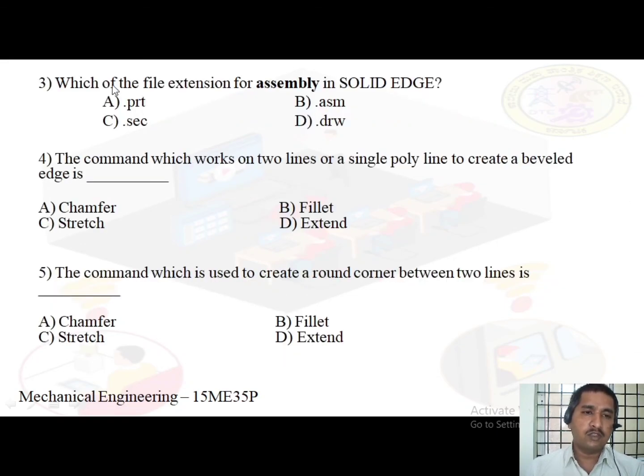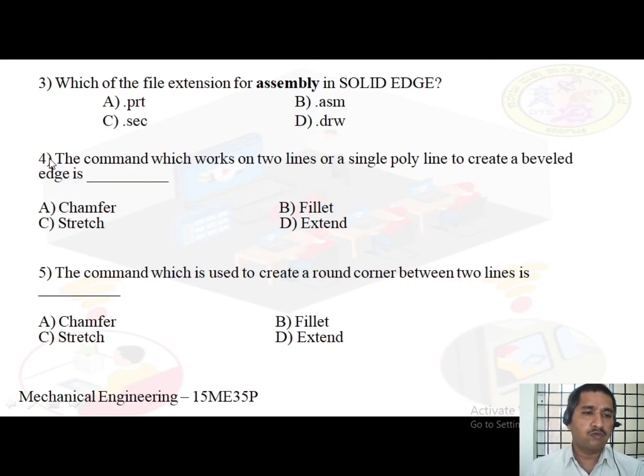Third question: which is the file extension for an assembly in Solid Edge? The first one is .PRT, B is .ASM, C is .SEC, and D is .DRW. In the assembly environment, we save the assembly with the .ASM extension. So here B is the correct answer.